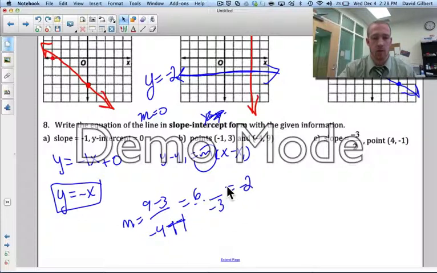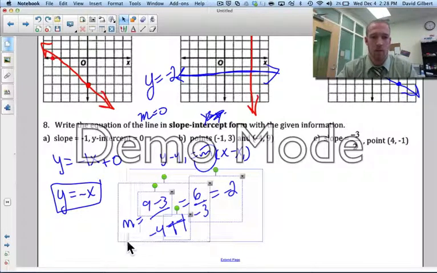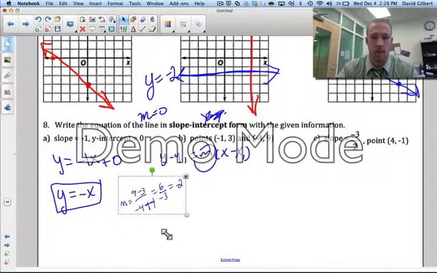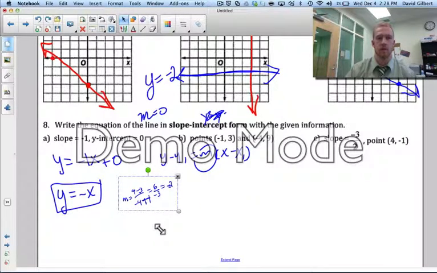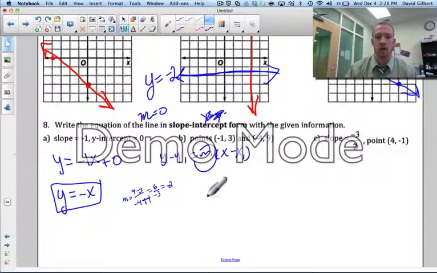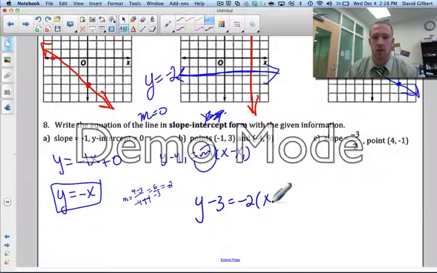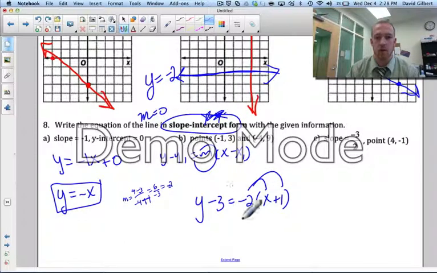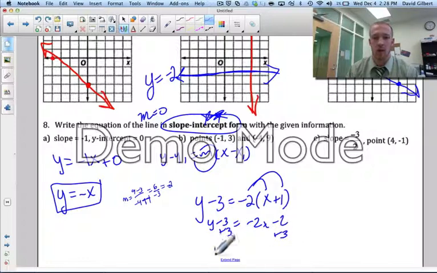So give myself a little more room. So my slope is negative 2, and now I'm just going to plug in one of the points. Gives me y minus 3 equals negative 2 times x plus 1. Now I got to distribute because it asked for it in slope-intercept form. So y minus 3 equals negative 2x minus 2. Add the 3, and I get y equals negative 2x plus 1 is the equation for that line.